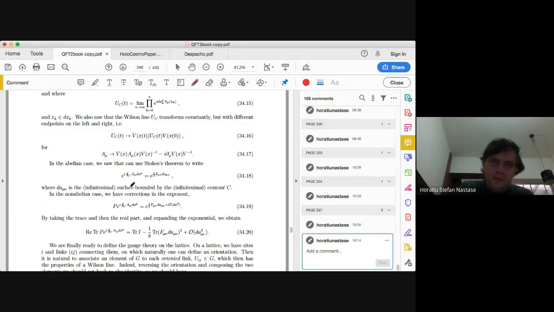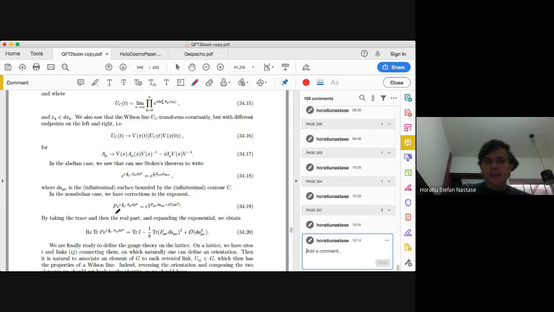I presume in this case I wanted to write the infinitesimal surface dA^mu nu bounded by the infinitesimal contour C, and that's why I didn't write the integral here. Normally, in the Stokes theorem, there's an integral of a surface equal to the integral of a boundary. But here the surface is infinitesimal, so I just wrote dA^mu nu times the field F_mu nu. But in the non-abelian case, we have corrections in the exponent.